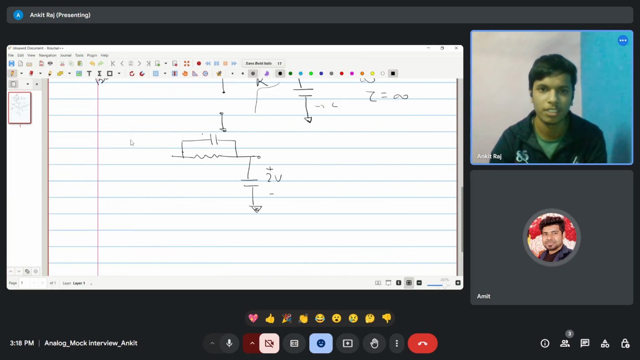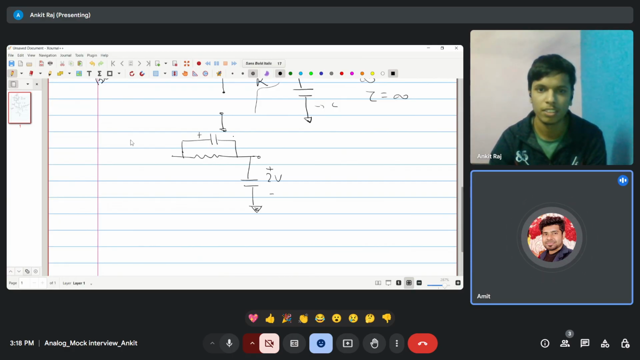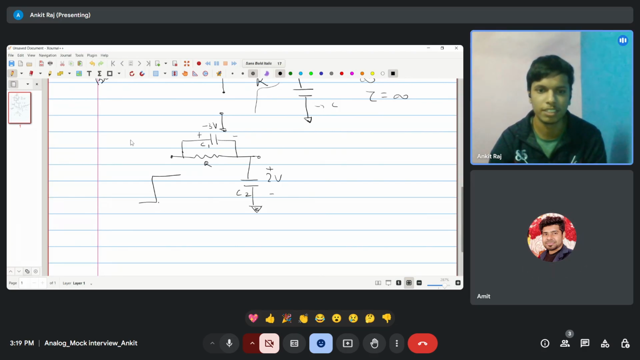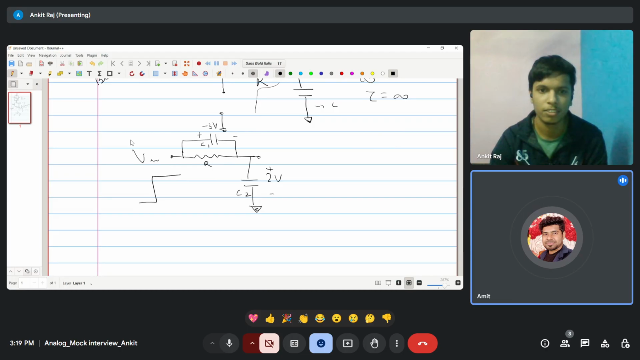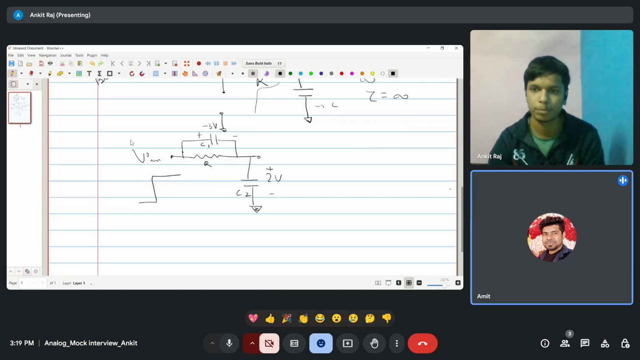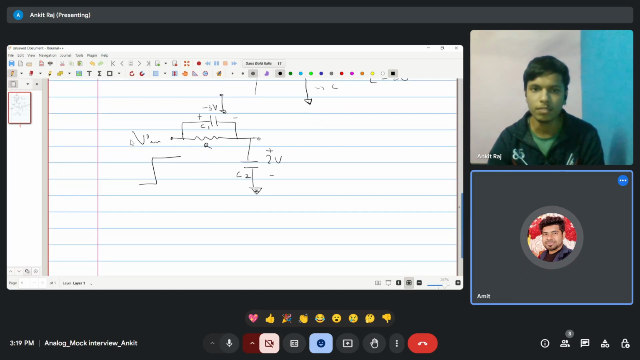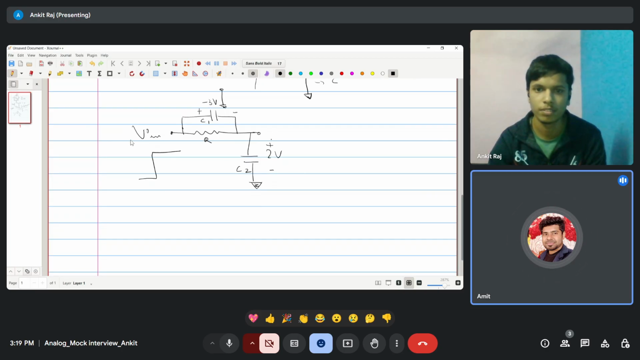Your polarity is like that, let's say this is minus 3 volt. Now I'm giving just a step input voltage. I just want to know what the V out waveform is, what the VC on waveform is at the steady state. Or you can explain it fully, from 0 to t equal to infinity.